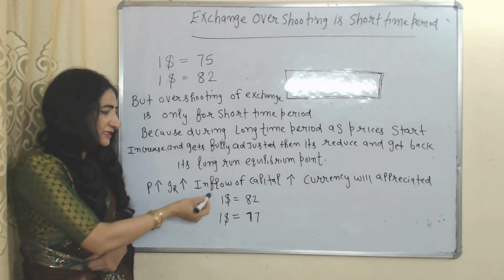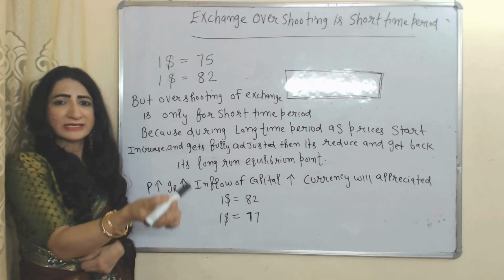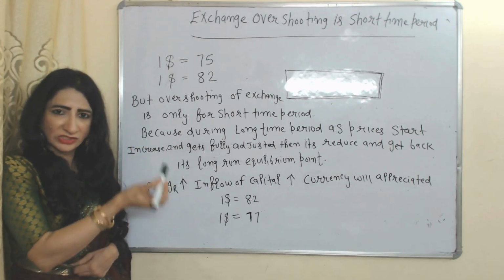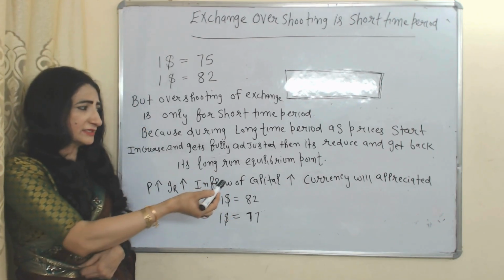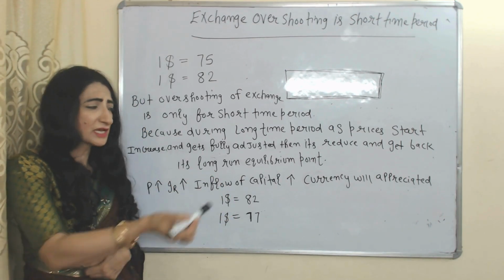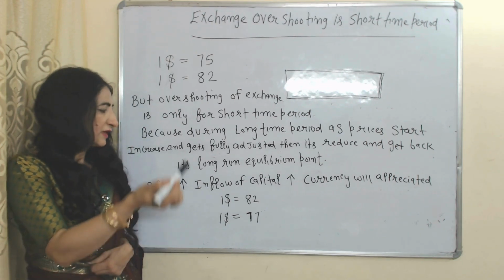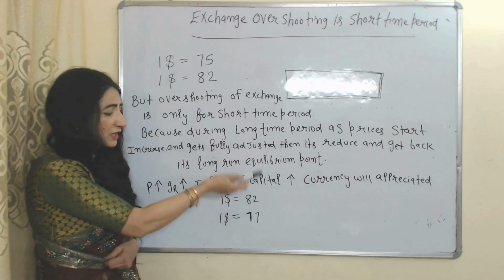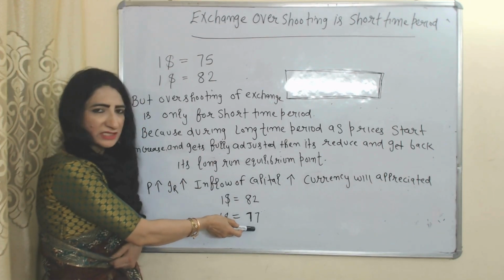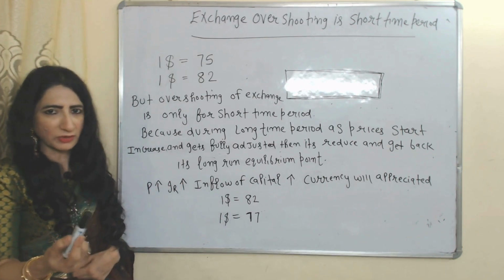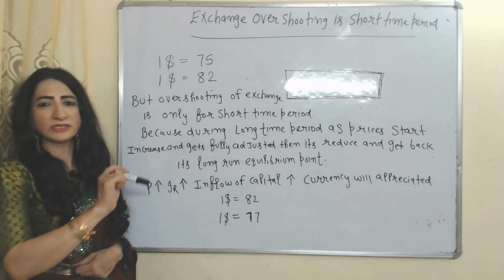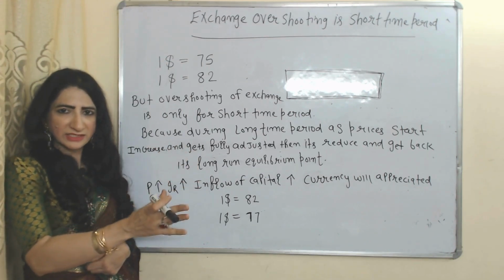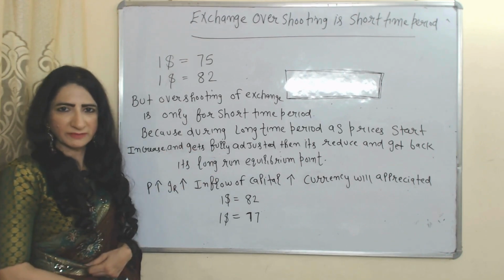As interest rate increases, inflow of capital will also increase. That means now foreigners will invest more in our country because of the high interest rate. As inflow of capital increases, the value of our currency increases. Now our currency will appreciate. For example, earlier in order to get $1, we had to give 82 rupees, but now we have to give only 77 rupees in order to receive $1. So here you can see during a long time period, as prices increase and fully adjust, the exchange rate falls and gets back to its long term equilibrium point.